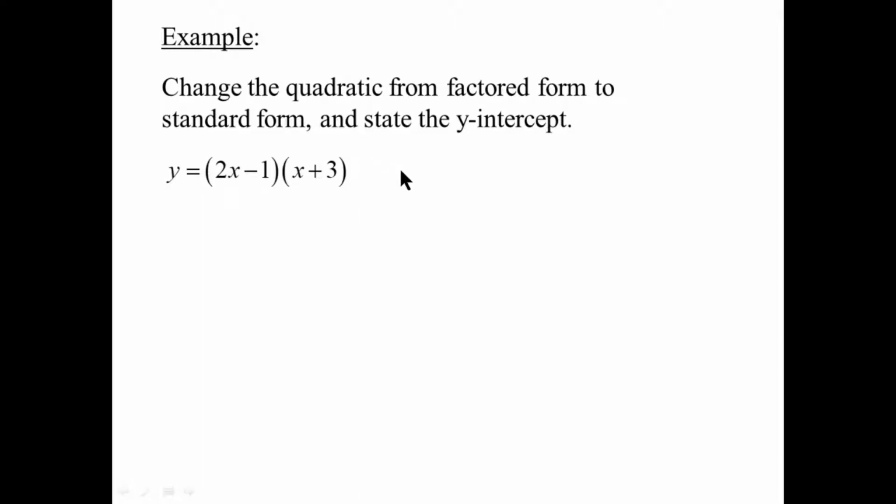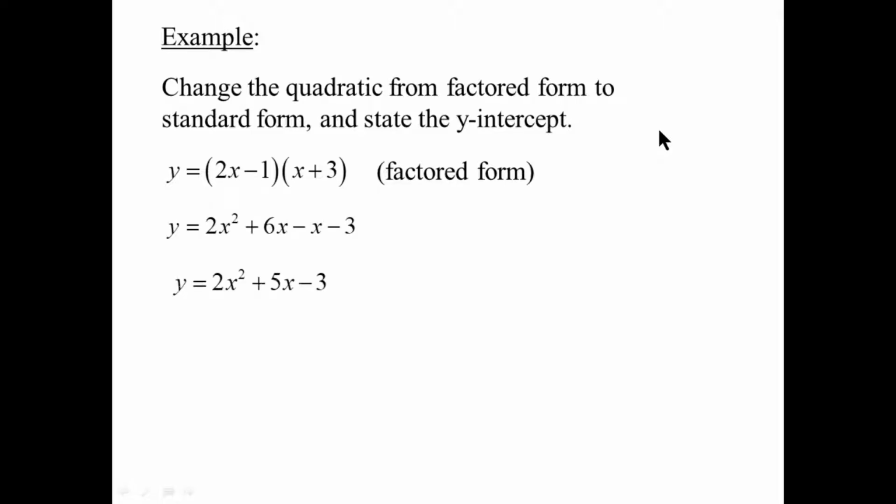Example, change the quadratic from factored form to standard form and state the y-intercept. Well, this is factored, so we call this factored form. Now, to turn it into standard form, you have to multiply it out and collect like terms. Pretty simple math, and this is called standard form.